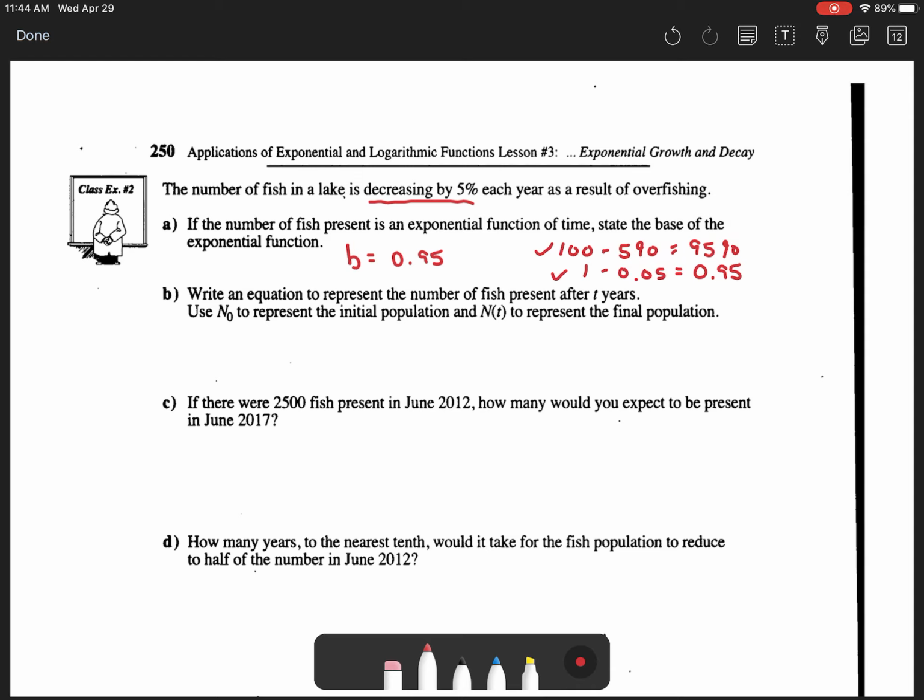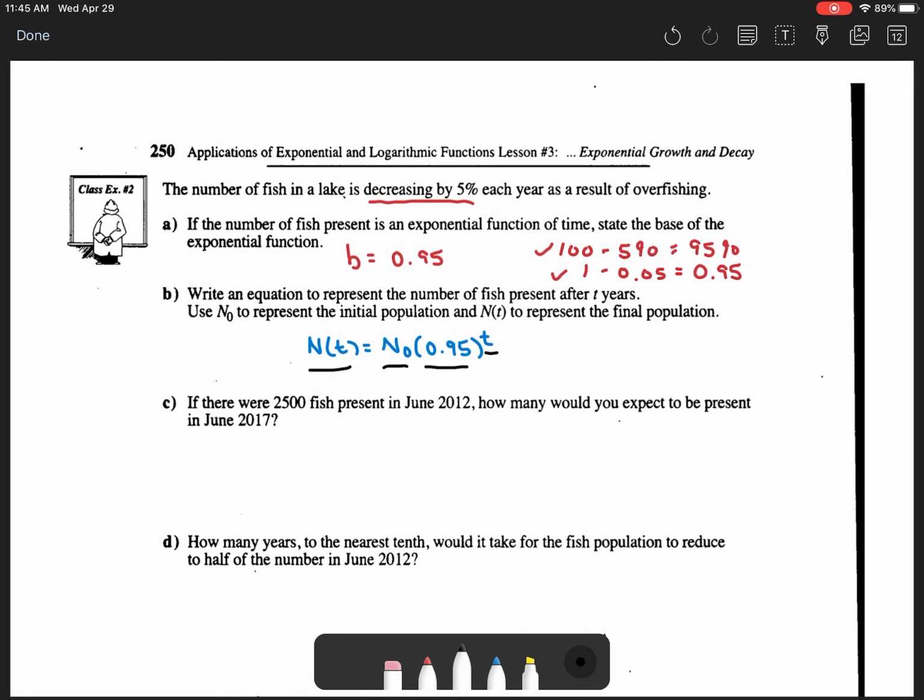Now, in B, it says write an equation to represent the number of fish present after t years. Use N naught, or N subscript 0, to represent the initial population and N of t to represent the final population. So your equation looks like this. Here's N of t, so that's your y value, will equal the initial population times the growth rate of 0.95 to the exponent of t. That's the variable we're using in the question. So again, it's exponential, right? y is equal to a b to the exponent of x. So it still follows that same general formula.